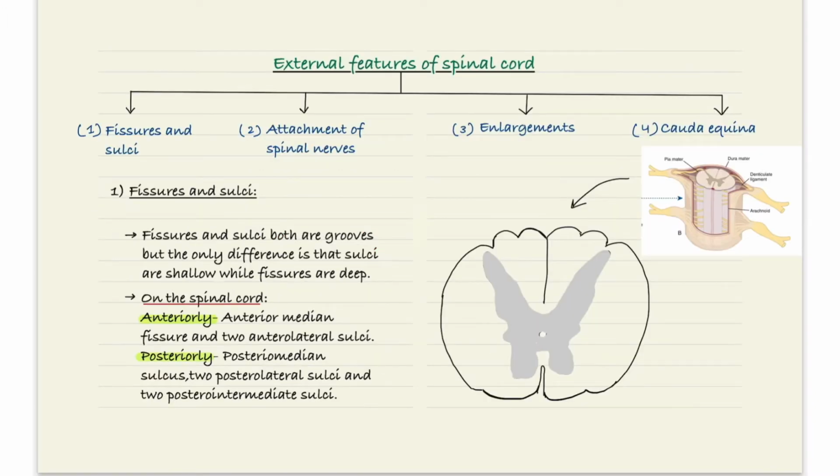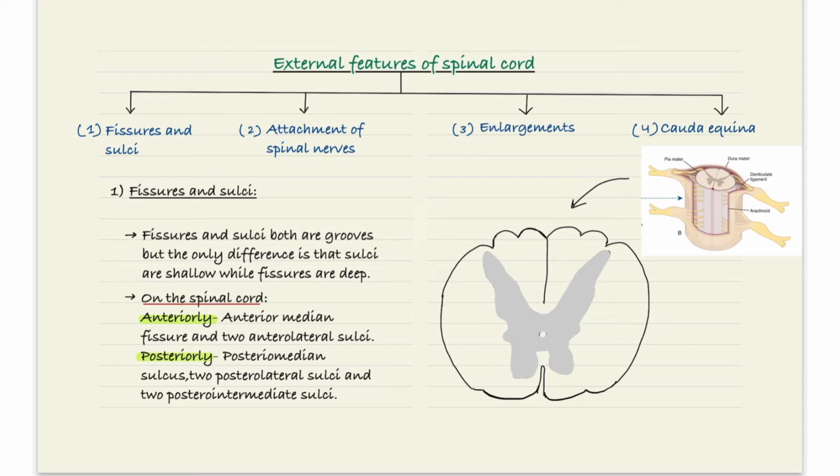Now coming to the external features of the spinal cord. So we have 4 such features: fissures and sulci, attachment of spinal nerves, enlargements and the cauda equina. First coming to fissures and sulci. So what are they? Fissures and sulci both are grooves, means khadda, but the only difference is that sulci are shallow while the fissures are deep. Okay, on the spinal cord, anteriorly if we see, there is anterior median fissure and the 2 anterolateral sulci.